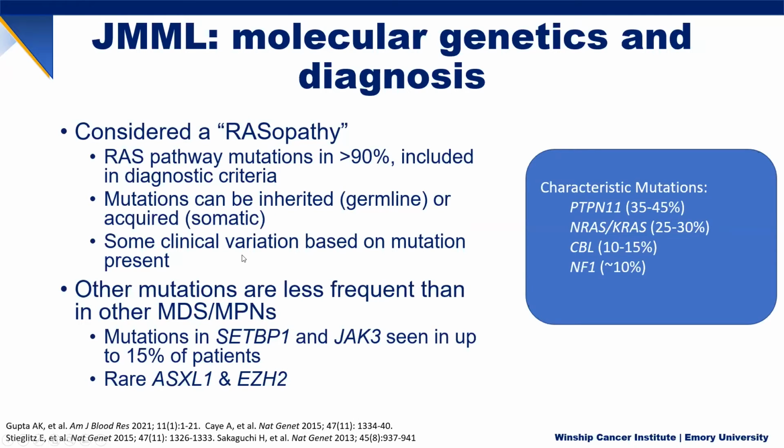Now, some of the other mutations that we've shown on some of the other slides, in other genes, are not as common in this disease. We do see them to some degree at smaller levels. In one study, SETBP1 and JAK3 were seen in around 15% of patients. Some of these other mutations can be seen, but much more rarely than what we see in some of our other adult diseases. But certainly these do impact prognosis.